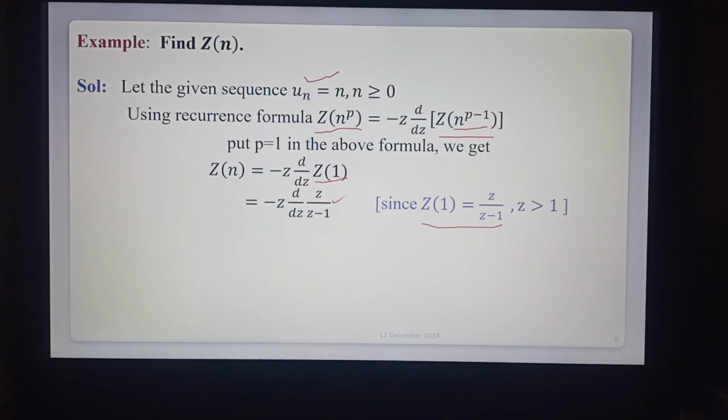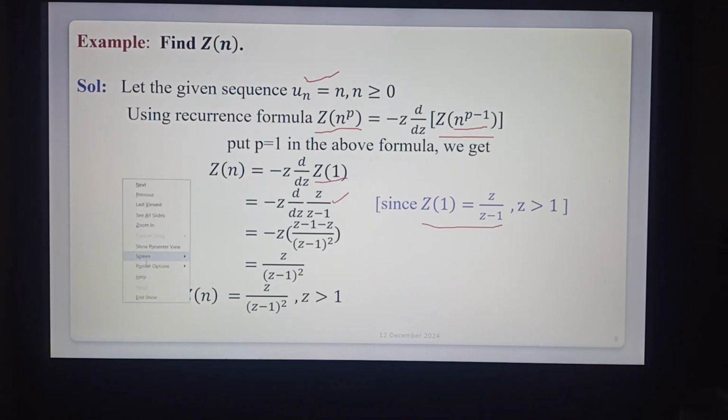Now differentiation of Z by Z minus 1: minus z into, this is a differentiation by the u by v method, Z minus 1 minus Z by Z minus 1 whole square. Now simplification gives Z by Z minus 1 whole square. So therefore Z transform of sequence n is equal to Z by (Z minus 1) whole square. Okay.